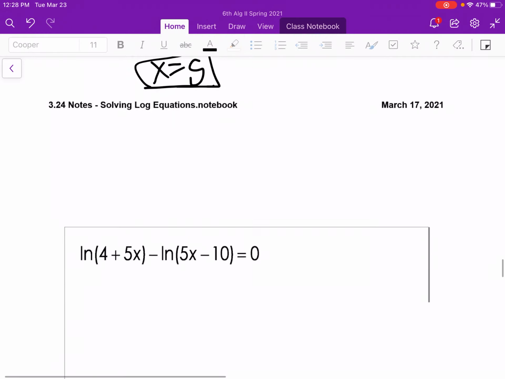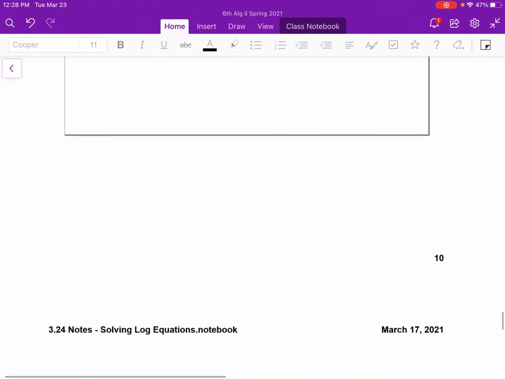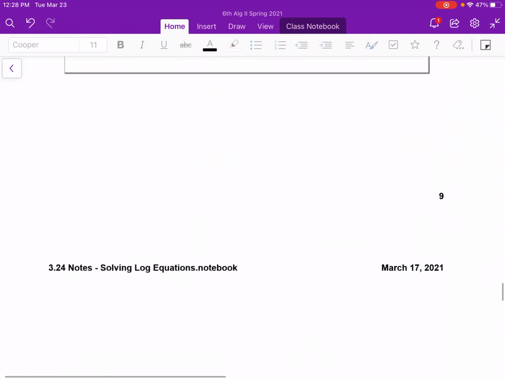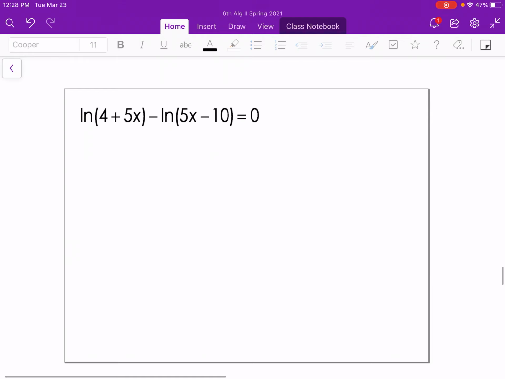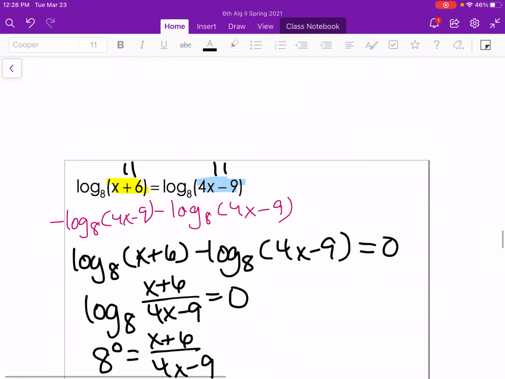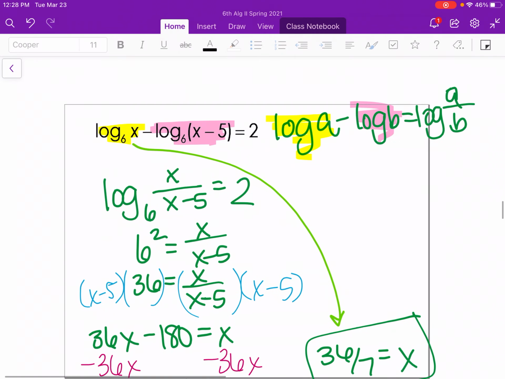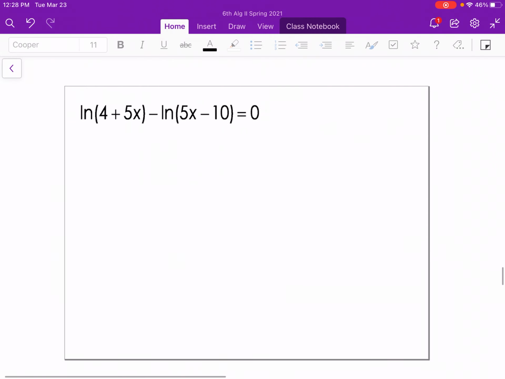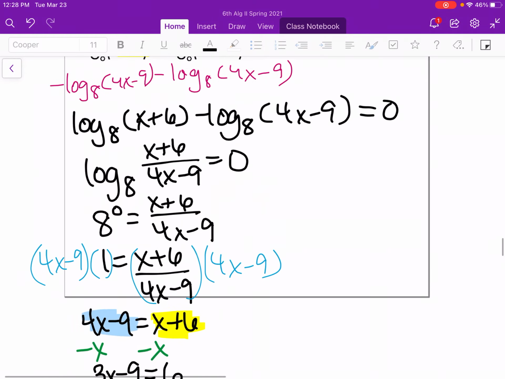Question. All right, let's see here. A couple more, 2 more examples. So this next example, you could use the properties of logarithms. Yeah, you could do the properties of logarithms here, but then you could also just look at this last one.